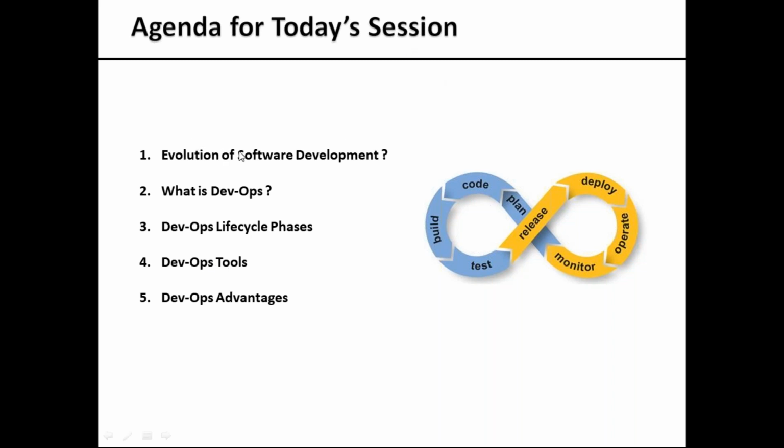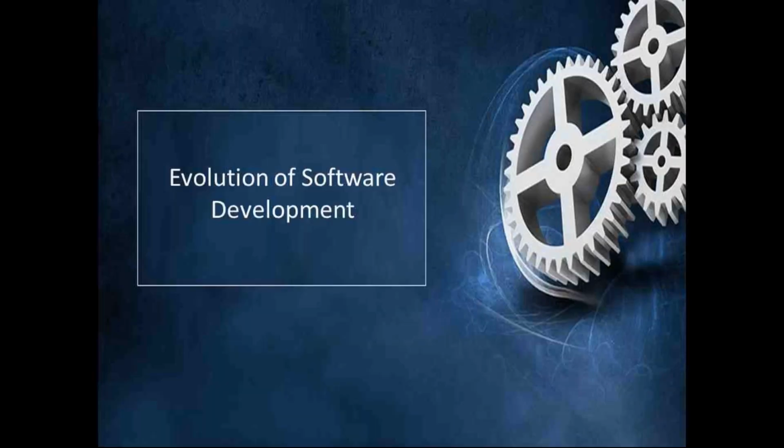Before getting to know what is DevOps and why people are very keen on this nowadays, let's understand what was there before DevOps and why people are now shifting to DevOps. What was the problem that organizations were facing, and that's where people are prone to move to DevOps. That's the evolution of software development.